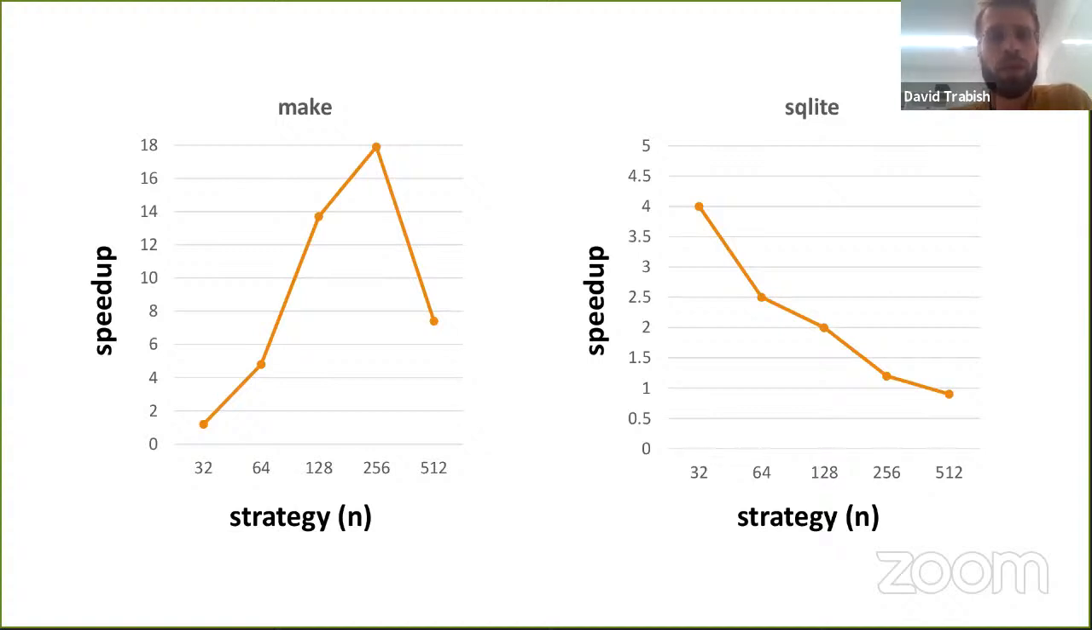In general, what we have in this experiment is a trade-off between the number of explored paths and the complexity of constraints. So a small value of n means that we potentially have more explored paths and more simple constraints. For larger values of n, we have fewer paths, but the constraints are more complex.